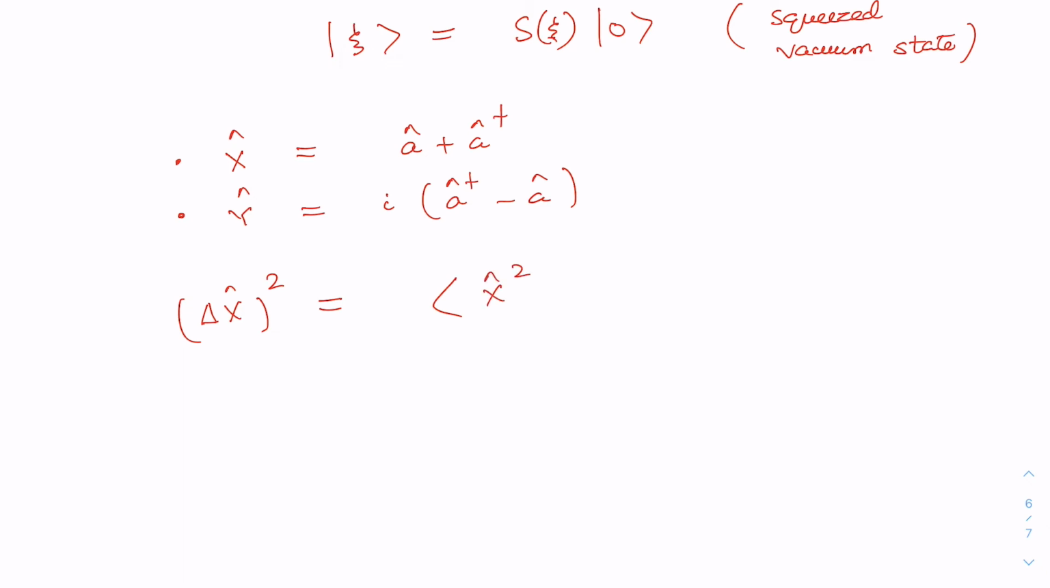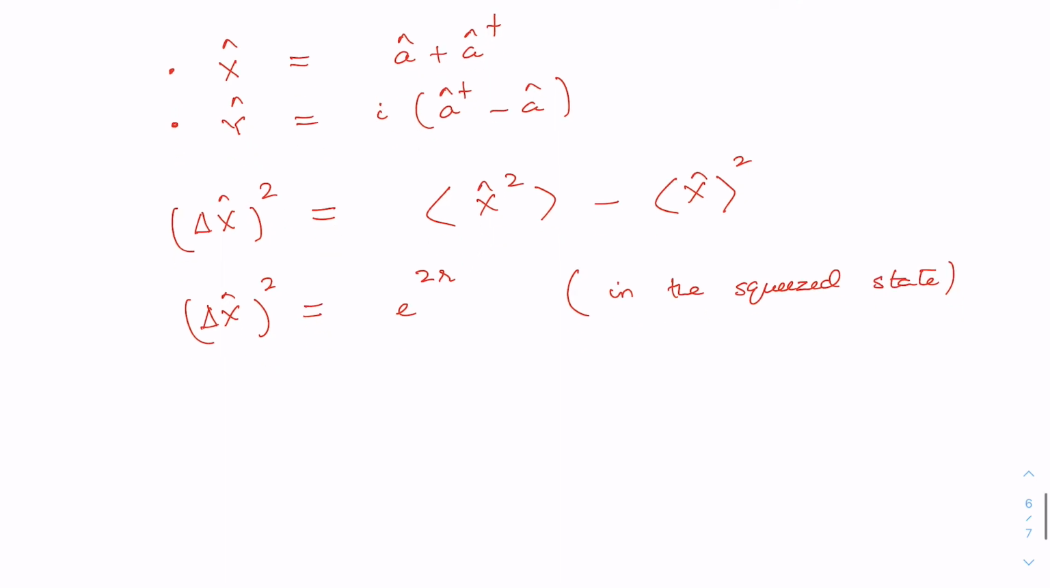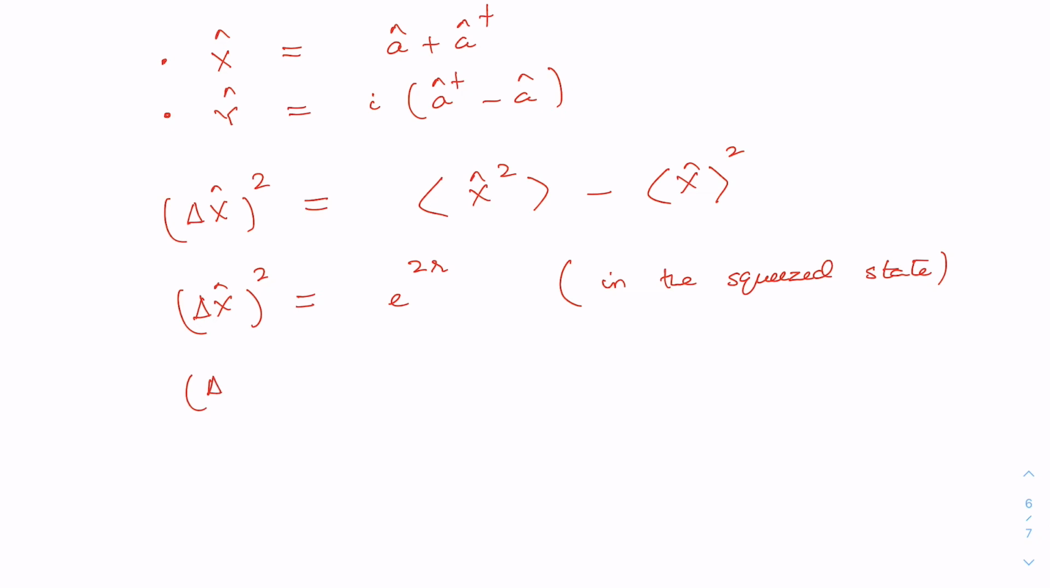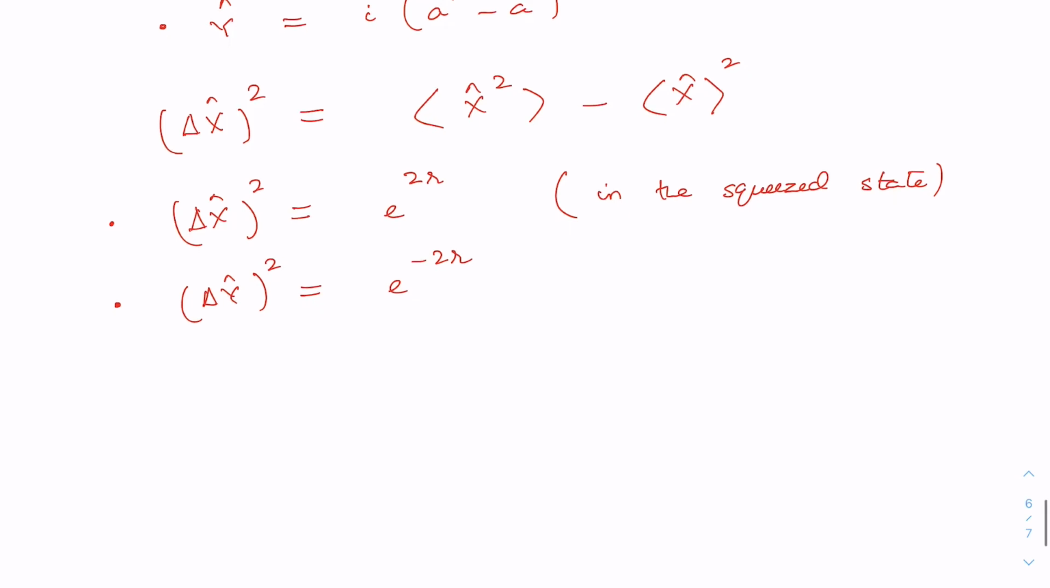Now if we calculate the variance of this position operator in the squeezed state, the variance is defined as the expectation value of x square minus the expectation value of x whole square. If we calculate it in the squeezed state, and maybe we'll do it in our problem solving session, or you can try it yourself, you will get e to the power 2r. On the other hand, the variance of this momentum operator or y quadrature would turn out to be e to the power minus 2r. So you see the variance in y is decreasing, while the variance in x is getting increased.